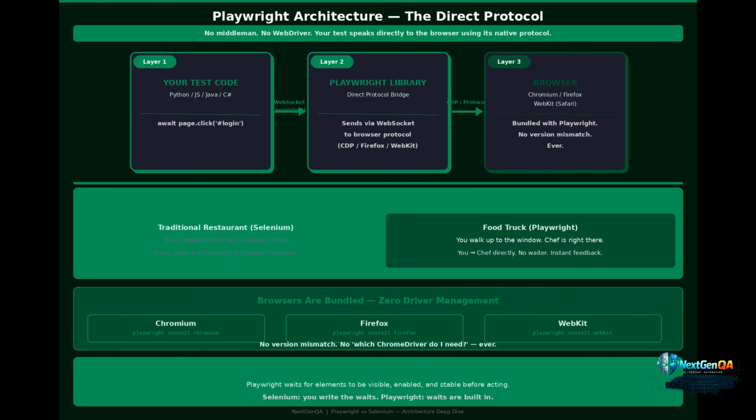Step 1, your test code. You write in Python, JavaScript, Java or C Sharp, whatever the language. That is the same as the first step in Selenium. Now step 2, the Playwright library and the direct protocol. Playwright does not create an HTTP request to a separate process. Instead, it connects directly to the browser using the browser's own internal protocol. For Chromium, this is called the Chrome DevTools Protocol, CDP. For Firefox and WebKit, Playwright uses customized versions of their internal protocol. This is the difference.